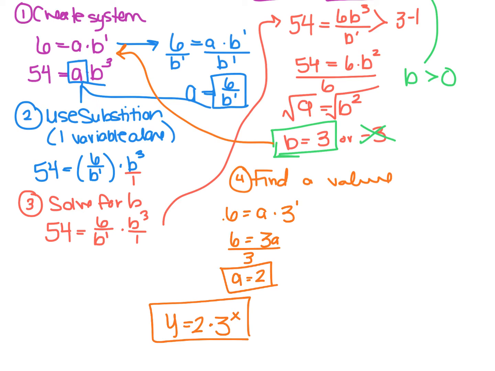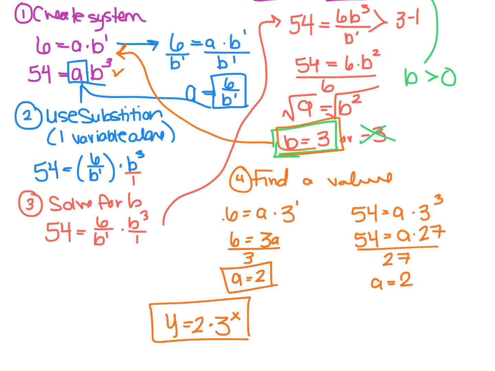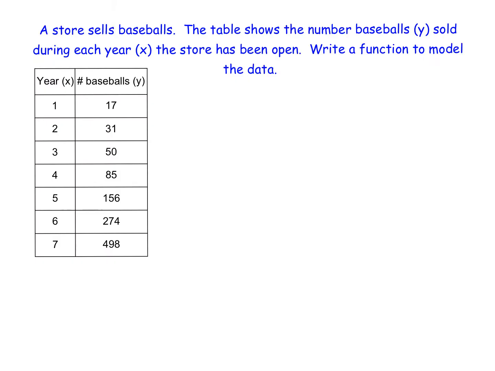But just to make sure that you understand that we can use either equation, let's test out this second one as well. So we have 54 equals a times 3 cubed. Well, 3 cubed would give us 27. So if I divide both sides by 27, I again get an a value of 2. So you can see how once we find our b value, it doesn't matter which of these two equations we use. So in the end, we were able to use our system of equations that we created using those 2 points to find that our equation for this particular function is y equals 2 times 3 to the power of x.